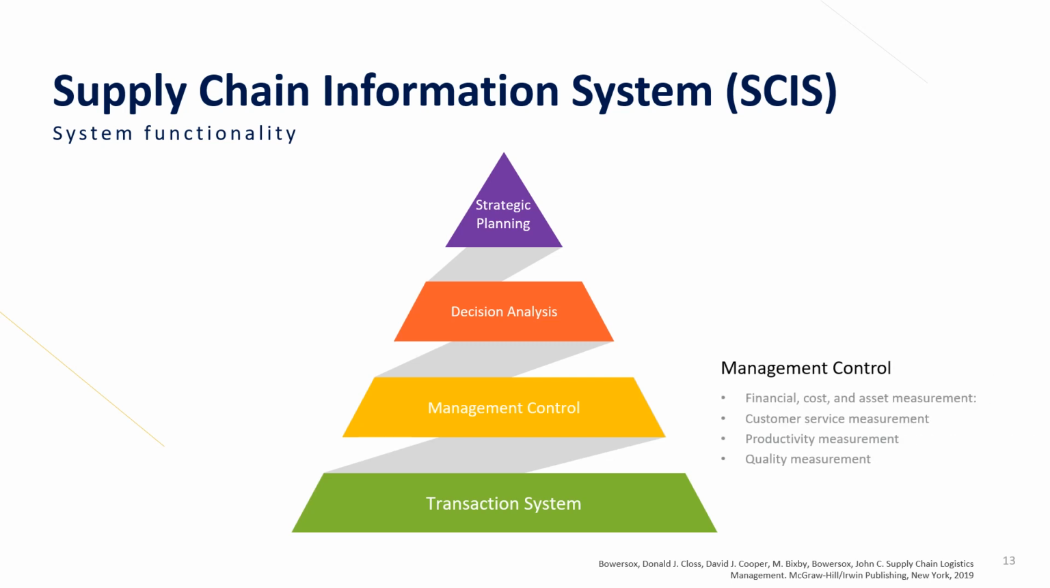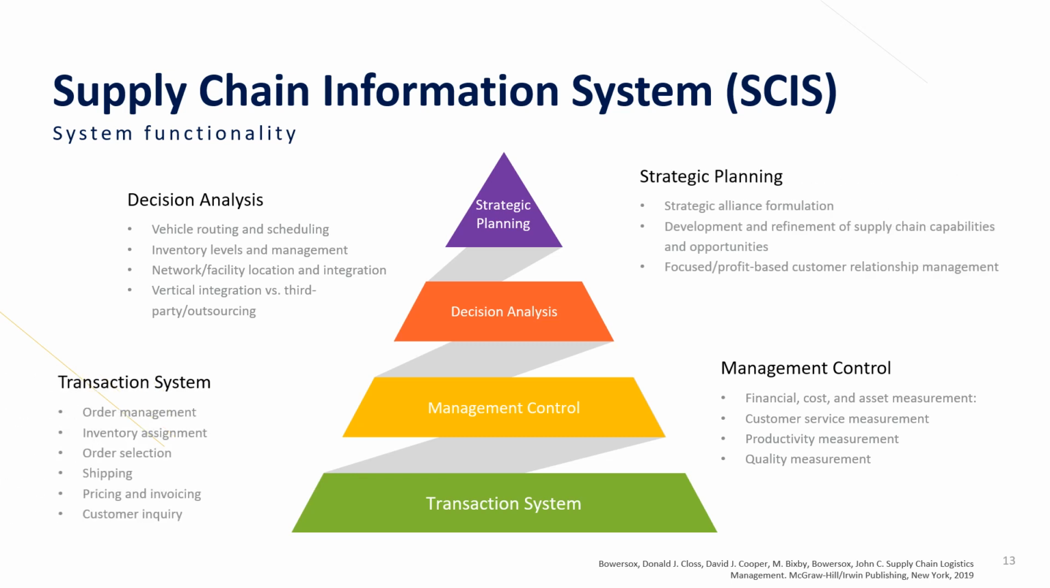A comprehensive information system can be a combination of transaction systems, decision support, and communication components. So here we summarize some generic supply chain information systems, which can be a thread linking logistical activities into an integrated process. The integration can be built into 4 levels of functionality. Number 1 is the transaction systems, which manage order management, inventory management, order selection and shipping, pricing, and also customer inquiry.